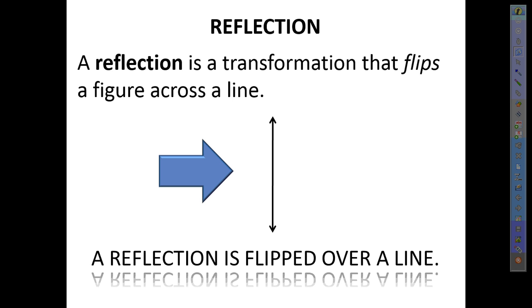So if I have this arrow on the left-hand side of this line and I want to do its reflection, it's going to flip over that line and go to the other side of the line. Things to know about reflections is that they are the same distance from the line, just on the other side. It is a mirror image.